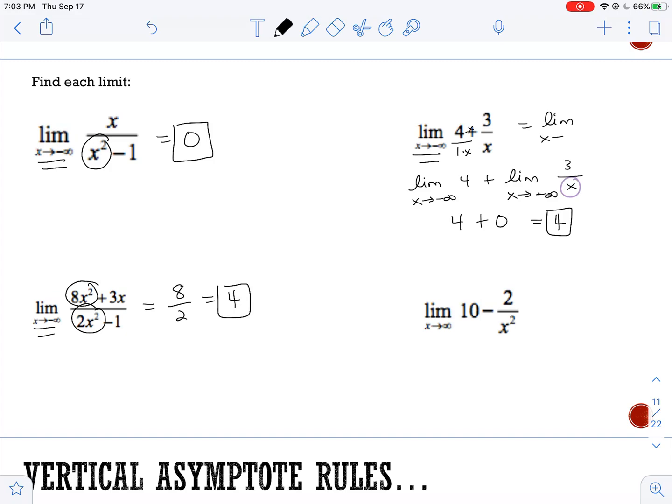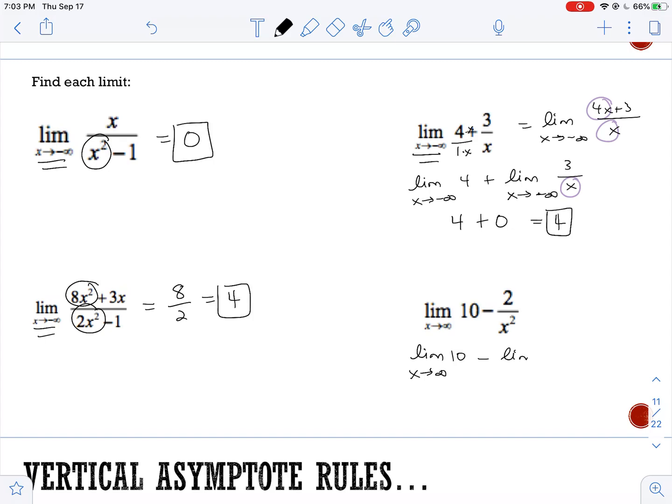You could also have gotten a common denominator, so times by x over x. And this would be the limit as x goes to negative infinity of 4x plus 3 over x. And since it's a tie, the ratio of the leading coefficients would also be 4. So you could do it either way. You could split it up or get a common denominator.